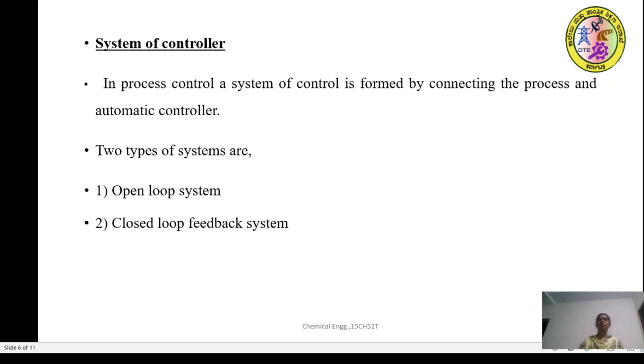Coming to the system of controller, what is a system? You know. What is a control? You already know. In a process, a control system is formed by connecting the process and the automatic controller. Both put together, the process and the automatic controller, form a system of control in a process controller. You know what is process control, what is a system. All these we have learned in our basic chapter of Unit 1 and Unit 3 also. You have two types of systems, open loop system and the closed loop feedback system.